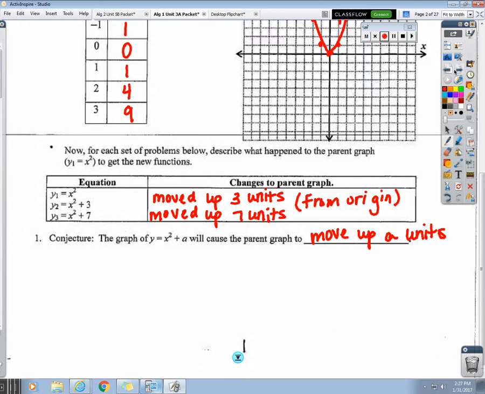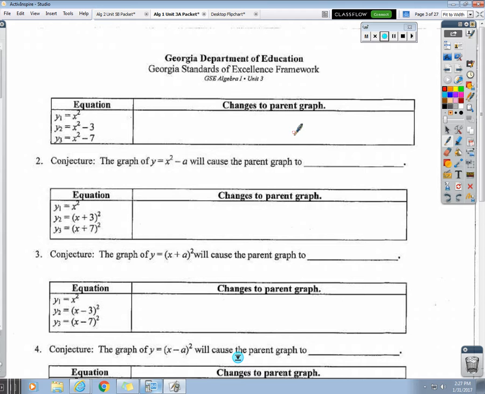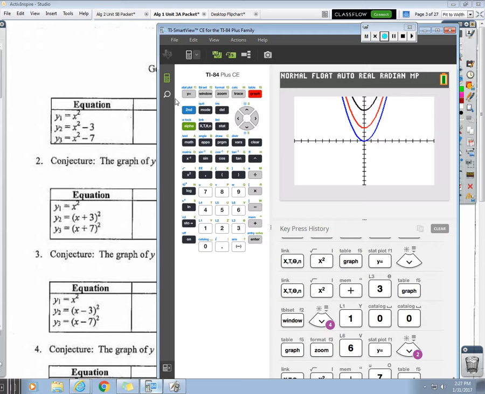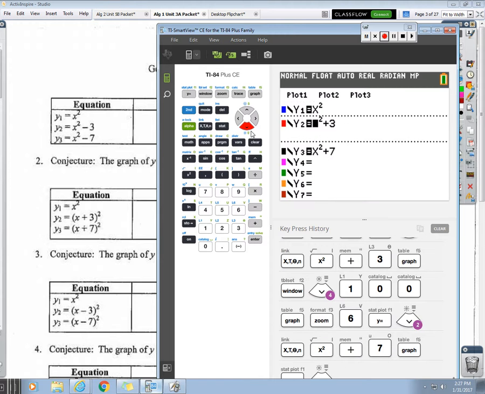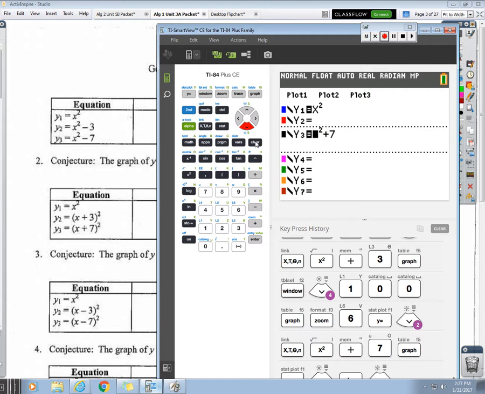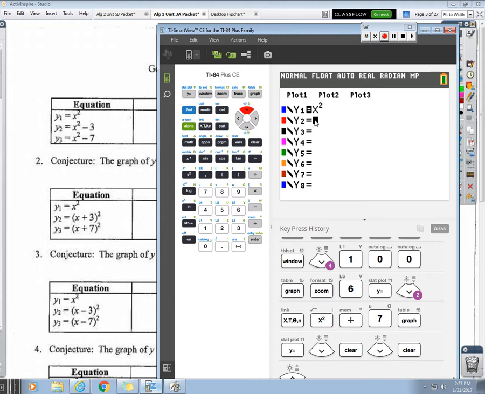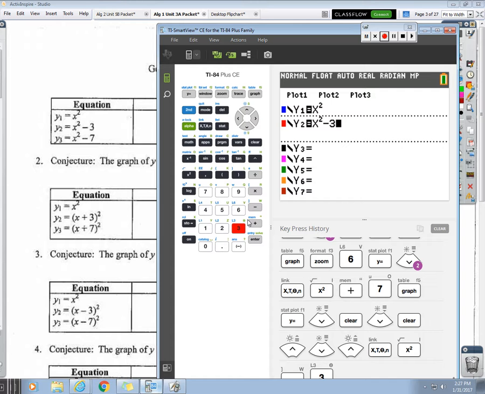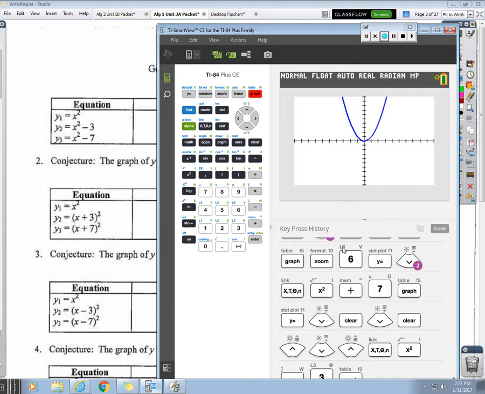Okay, well hold on there. Save it for later. Okay, now let's try this one. So go back to your graphing calculator. The first one's y equals x squared again. So you can leave it, but go ahead and clear out your y2 and your y3. Okay, the first one, you just go down to it and hit clear. Y1 is x squared, which we already have in there. Y2 is now x squared minus 3. Hit graph and see what that minus 3 does to the parabola.